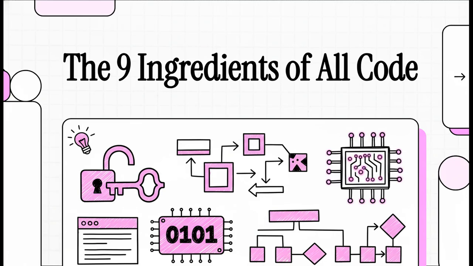All right, let's talk about code. We're going to crack it wide open. We're going to demystify the whole world of programming by breaking it down into just 9 essential ingredients, the things that power literally everything from a simple app to your favorite, most complex video games.